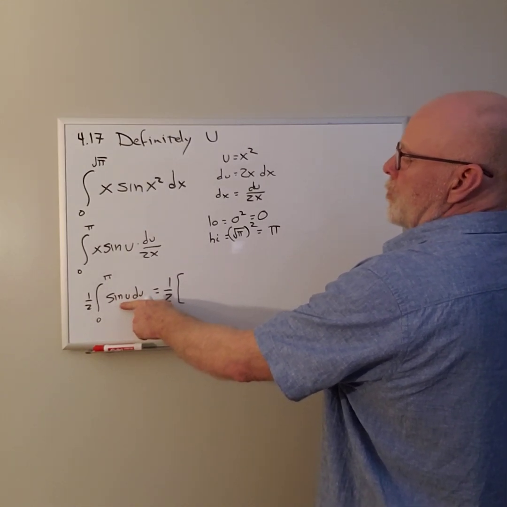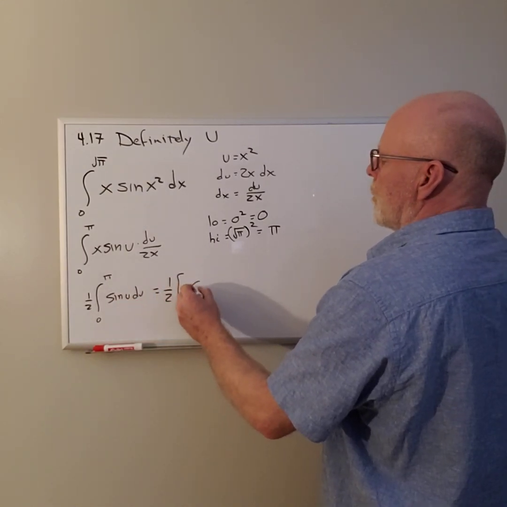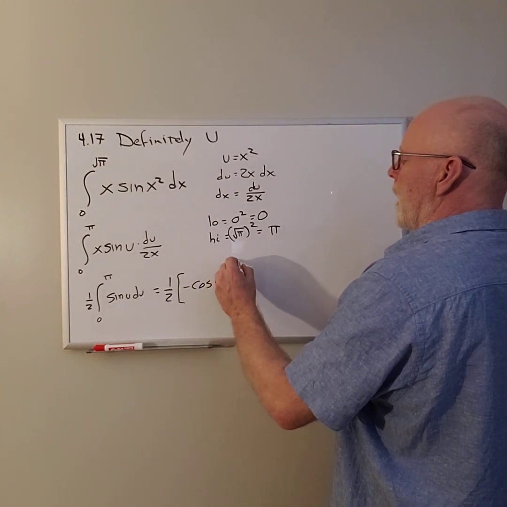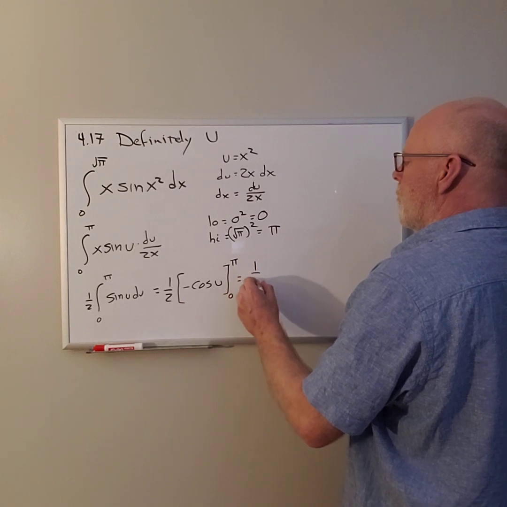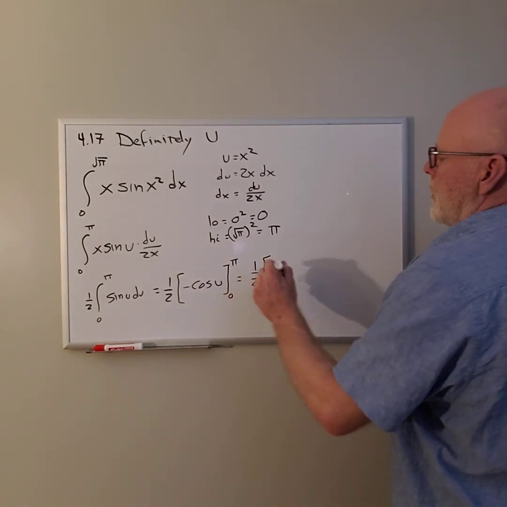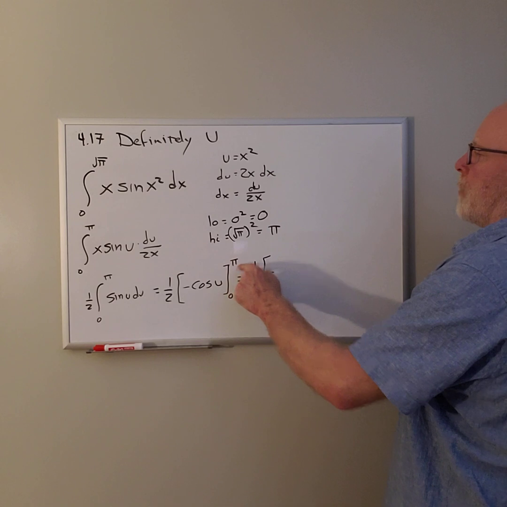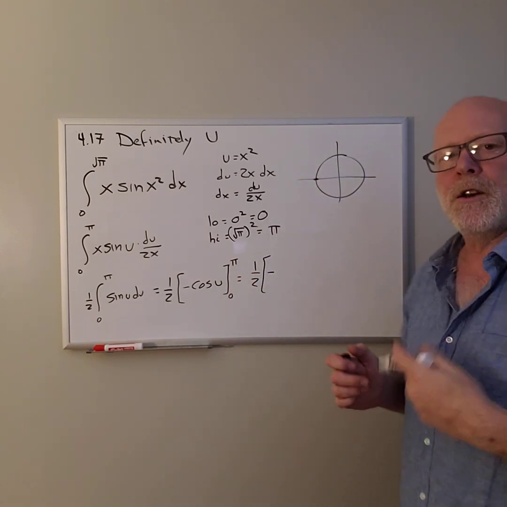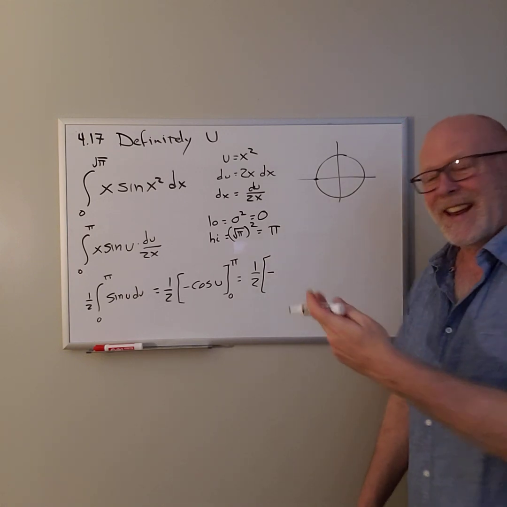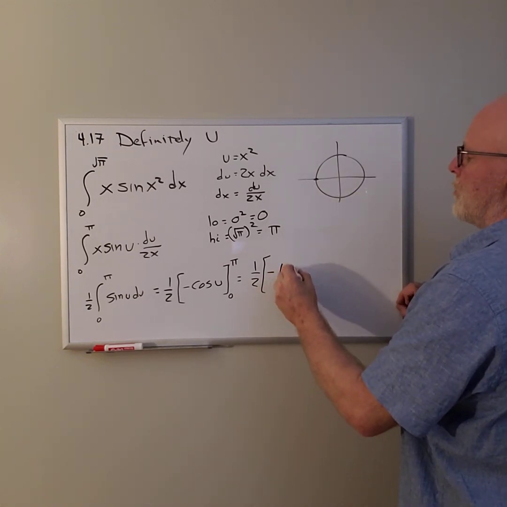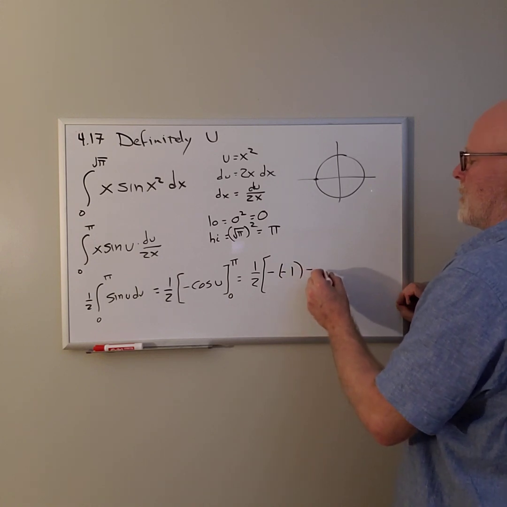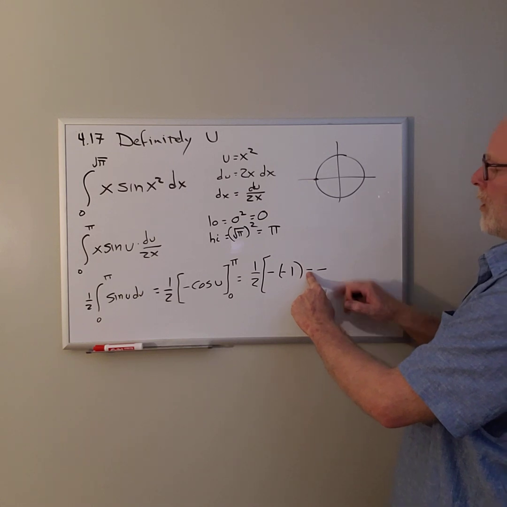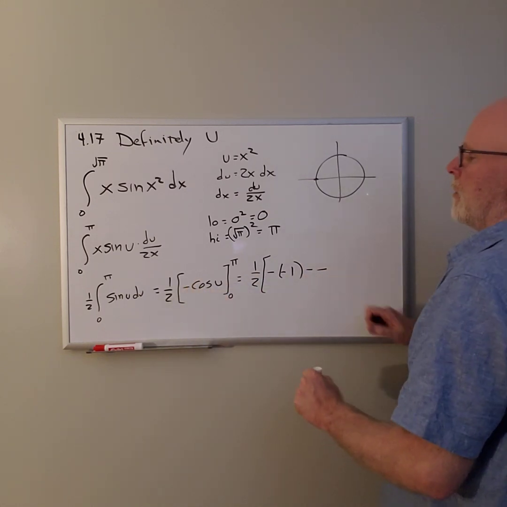Antiderivative of sine of u is negative cosine of u from 0 to pi. Negative cosine of pi. Remember our unit circle. Pi is over here, and cosine is the x coordinate of that point, which is -1. So we have the negative of -1 minus the negative. Right? This is the subtraction, first part minus second part. This is that negative sign.